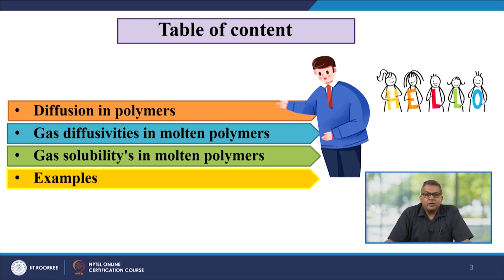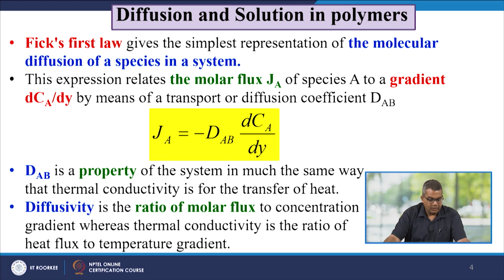In this particular segment, we are going to discuss the diffusion aspects in polymers. We will discuss gas diffusivities in molten polymer. We will describe gas solubility in the molten polymer with certain examples. Now, usually we will go for different laws which we studied in previous chapters.